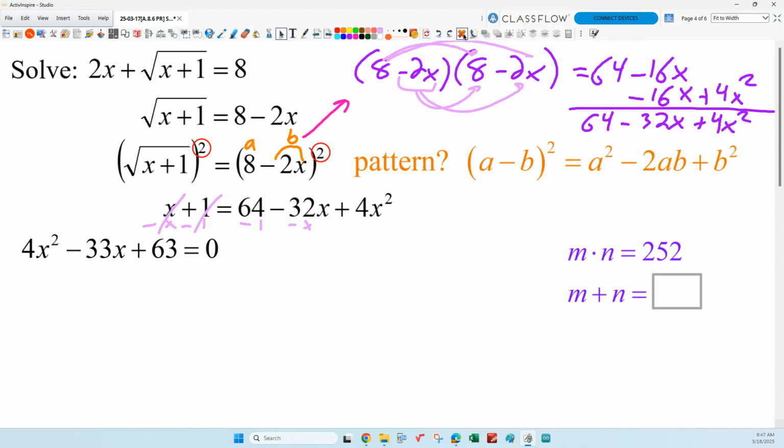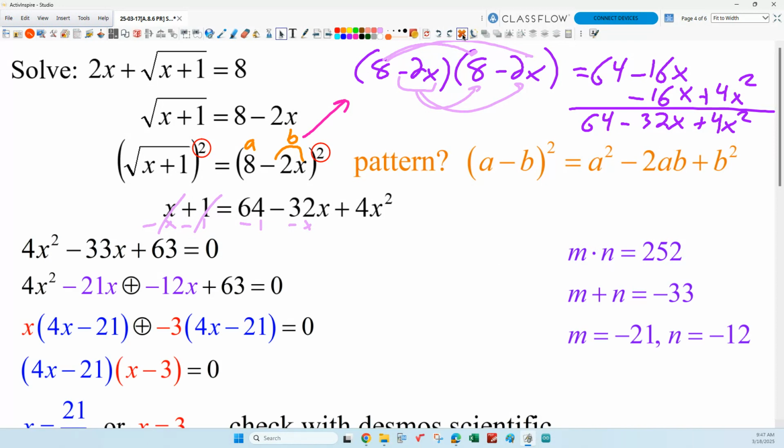Yeah, it's going to be the product of the outside coefficients. 4 times 63, that's 252, positive 252. What would they have to add to? Negative 33, good. And if we wanted to spend the time, we could find those numbers. They would be negative 21 and negative 12. They'd both have to be negative, and we could find them. They exist, negative 21 and negative 12.